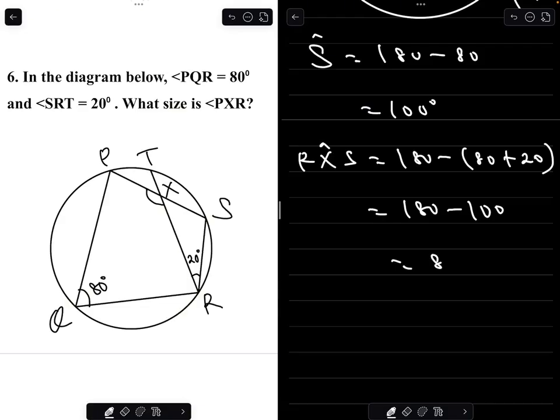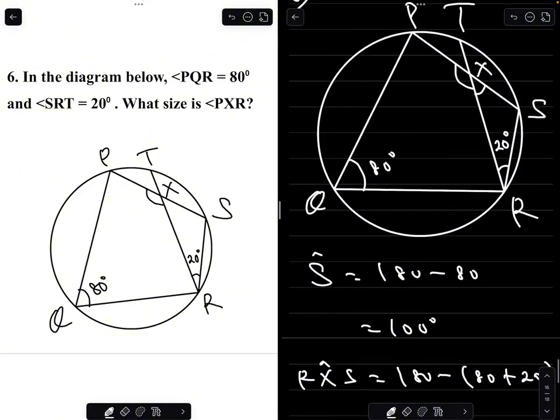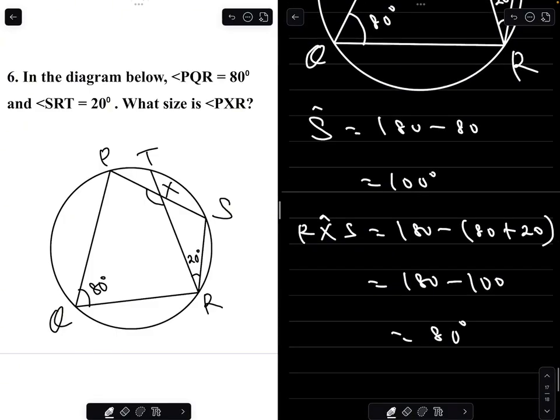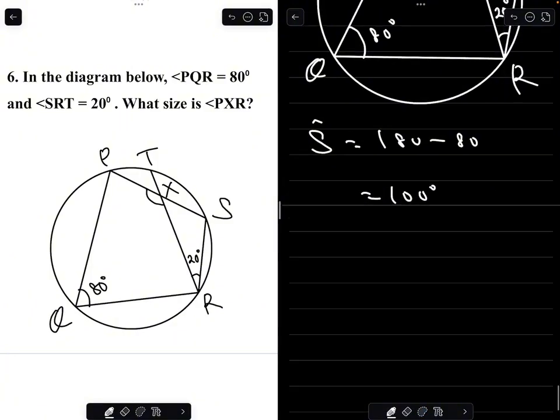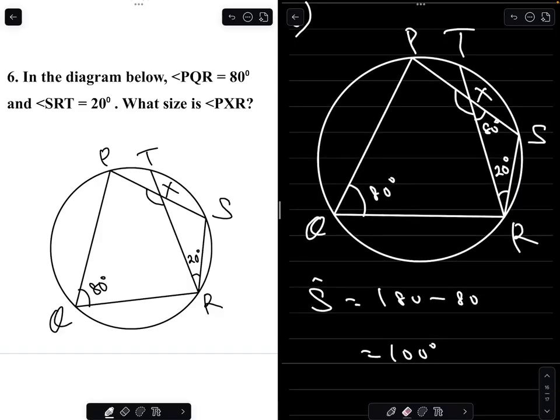And that means angle RXS is 80 degrees. Now that we know angle RXS is 80 degrees, we know that. In fact, why was I even finding angle RXS? That was very unnecessary. Let's go back. We didn't need to find angle RXS. Let's take that out.